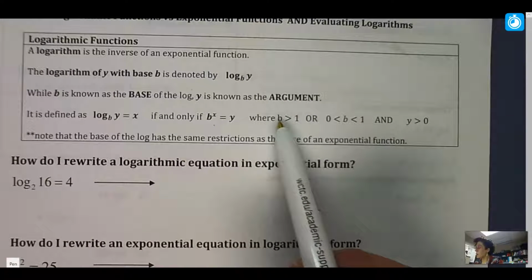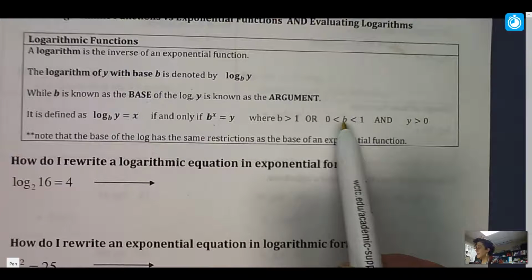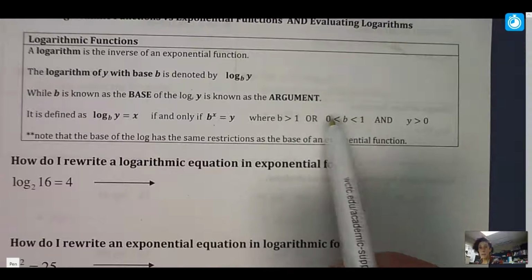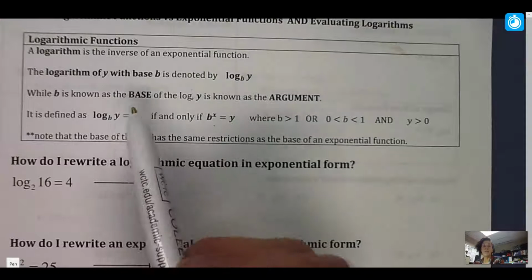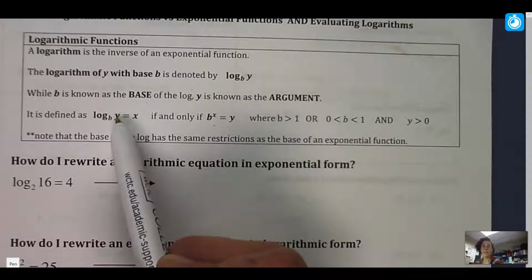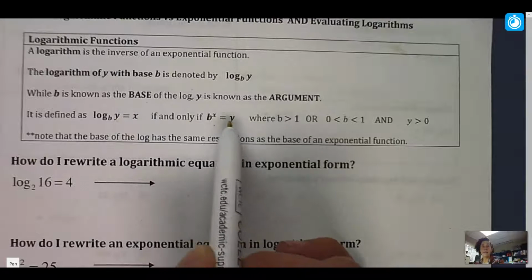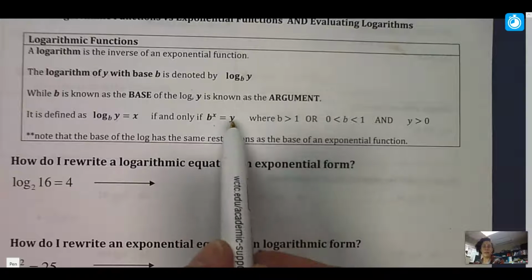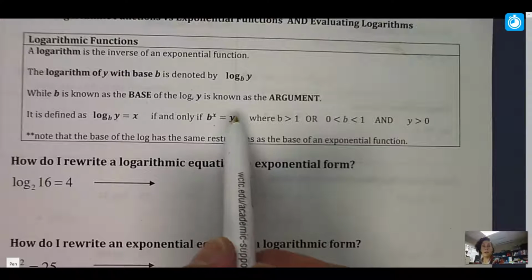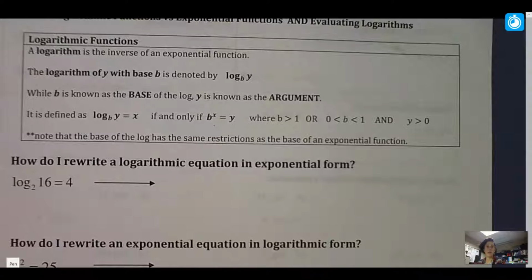In this case, we're going back to b being the base. Again, it has to be bigger than 1, or in between 0 and 1, and then y has to be a positive number, and that's going to be very important when we get to logs. Whatever the argument is has to be a positive number. In exponential functions, this y we're referring to was never a negative number. It can be 2, 3, 4, it can be fractions, but it was never negative. Anyway, that's a lot of talk. Let's go into the examples.